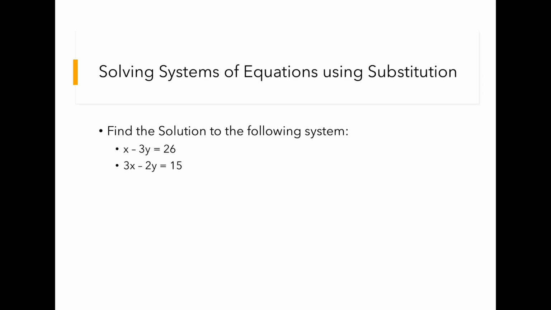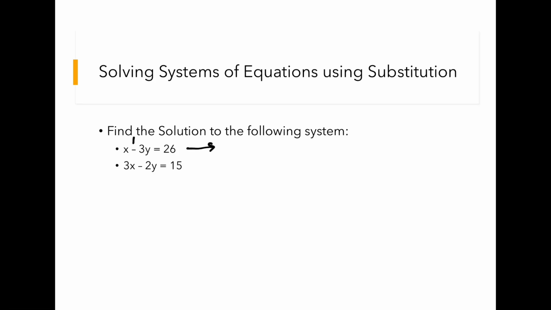Let's try it again. So again, we're given two equations here. These are both in standard form, meaning the x and y terms are on the same side and the constants are on the other. And this one's not solved for anything, but I'm going to look and find the one here. This x has a 1 as a coefficient. It's 1x.